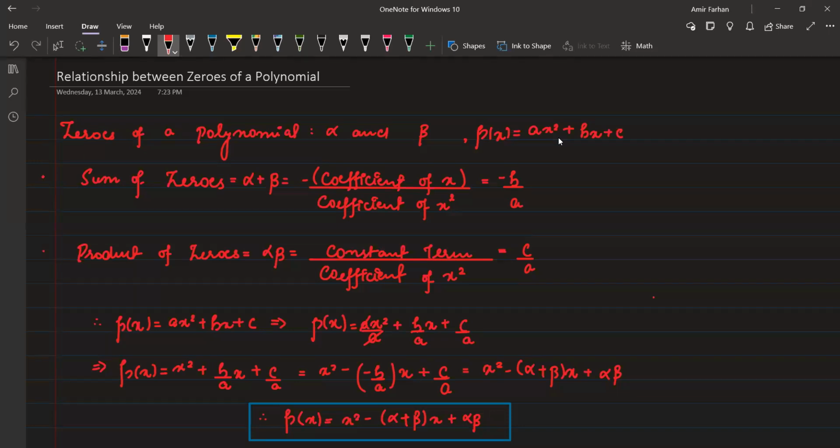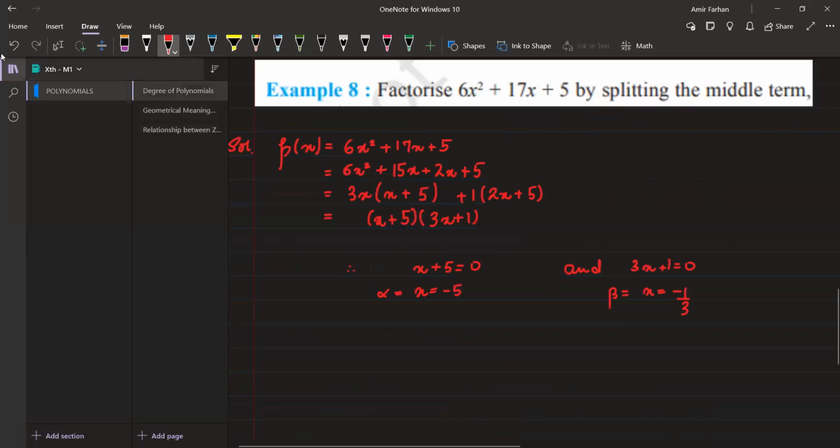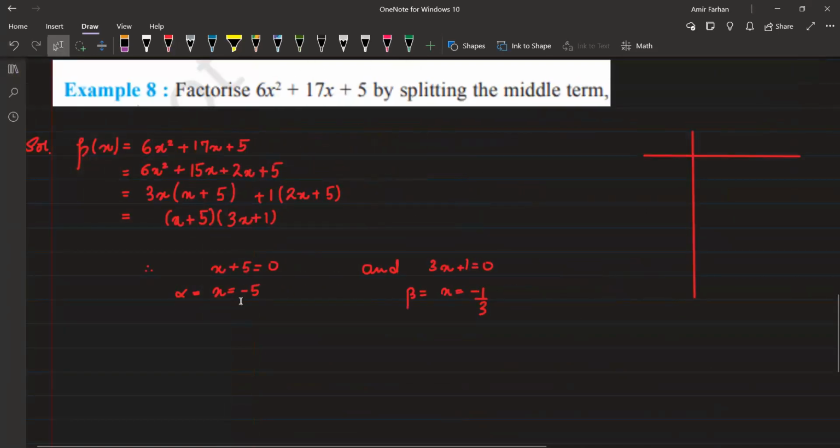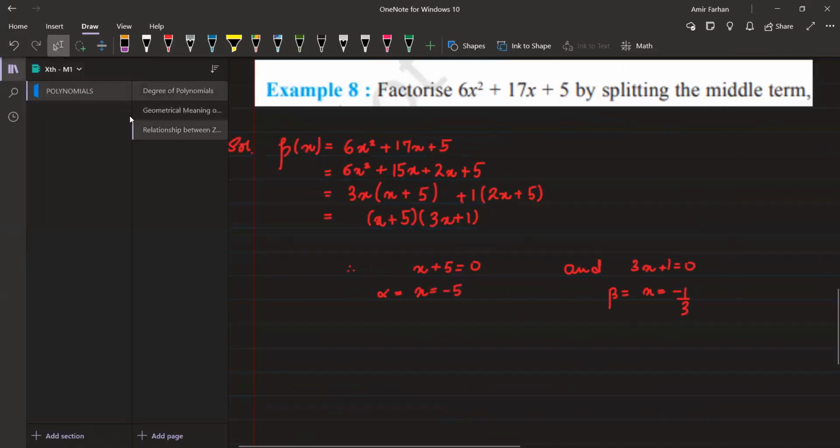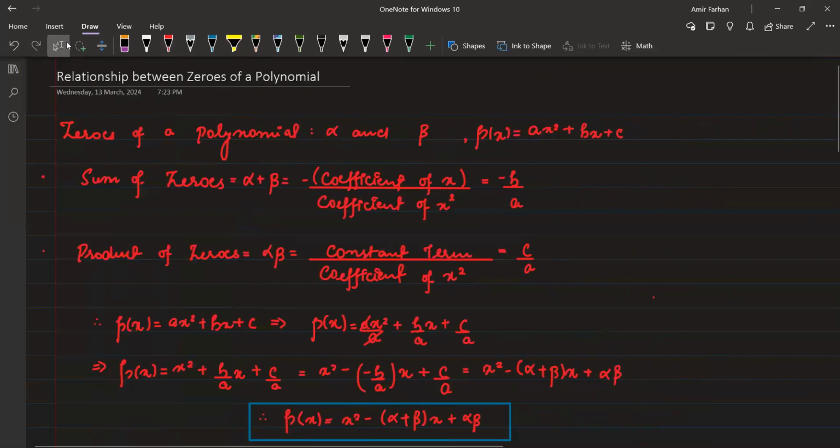So the first relationship between the coefficients and zeros of the polynomial is the sum of zeros. The sum of zeros is nothing but adding the values of x that you have got by factorizing the polynomial. So alpha and beta you got, and when you add them up, that will be called the sum of zeros. Clear? Yes, sir. Don't worry, we will do questions as well. Just understand right now what I'm trying to say.